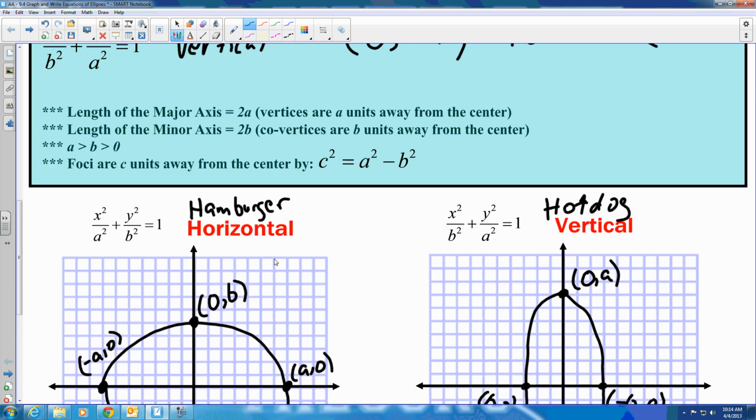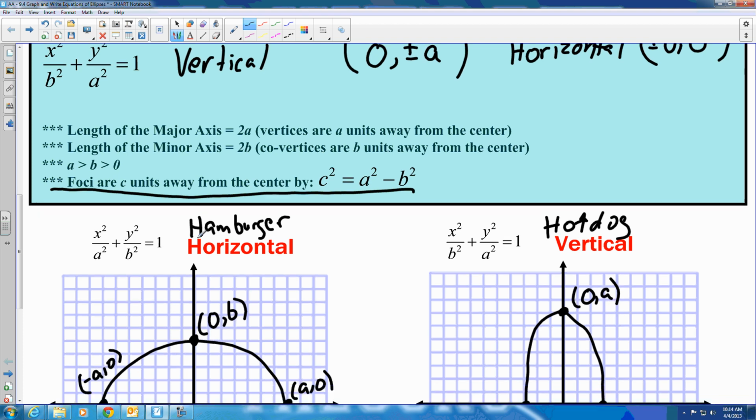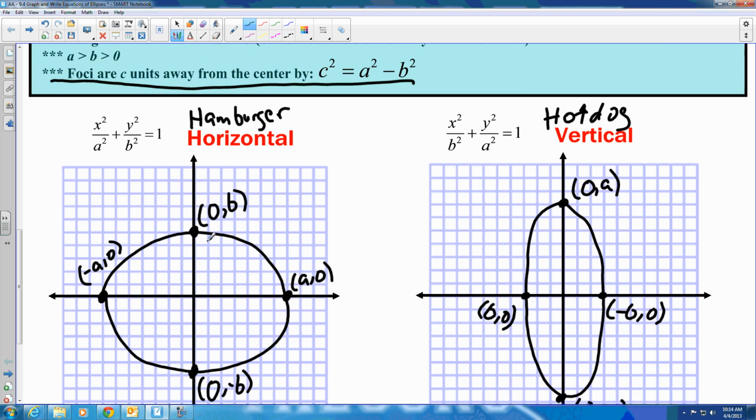Okay. The last thing that we have to denote is the value of our foci. Our foci are denoted by the variable c, and we can find c by using the equation c squared equals a squared minus b squared. Here's something that's very, very important: the coordinates for our foci are always located along our major axis. So if we have our hamburger ellipse, they're going to be located here and here. And for the hot dog ellipse, they're going to be located here and here.